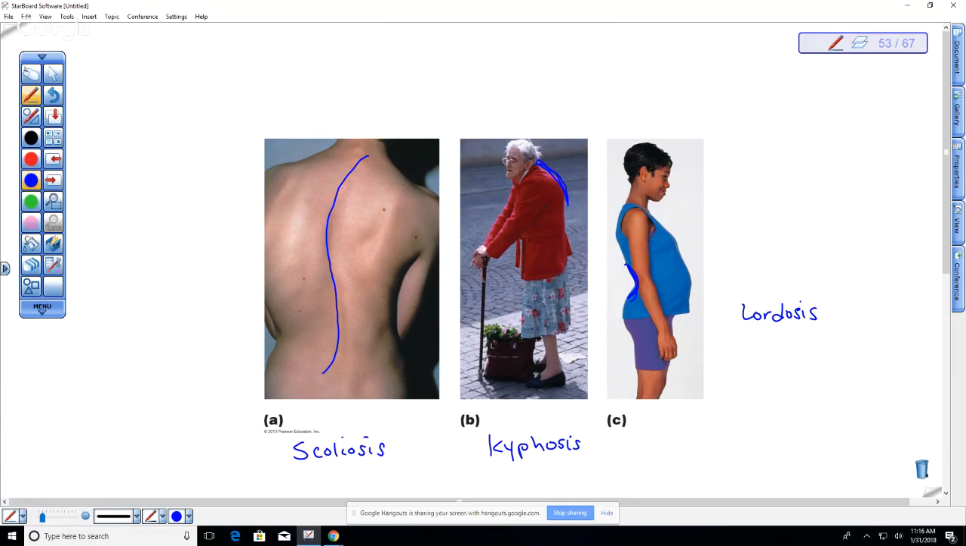Okay, so I will stop there for today, and we'll continue our discussion and review of the skeletal system on Monday.